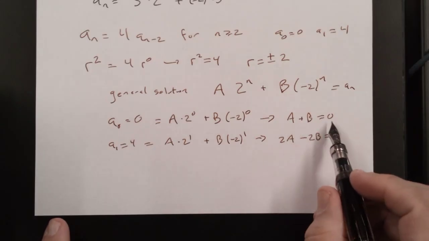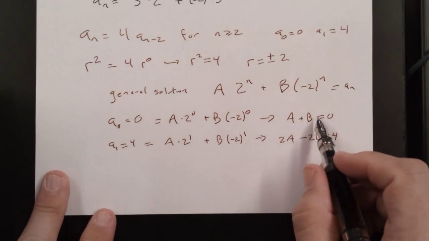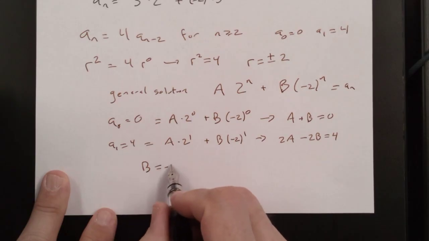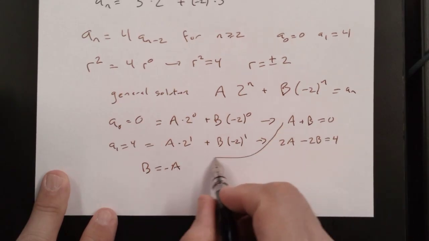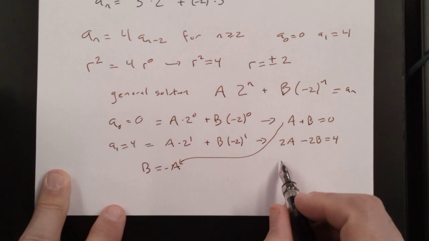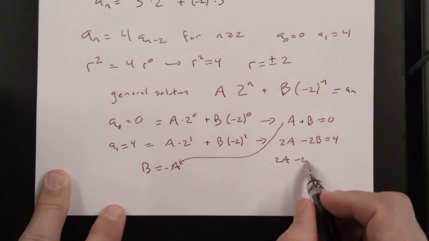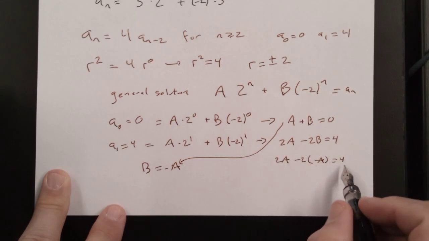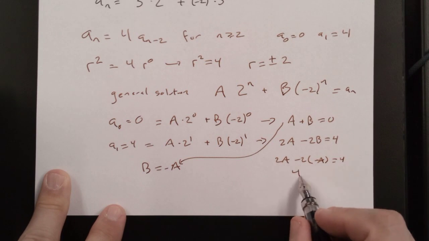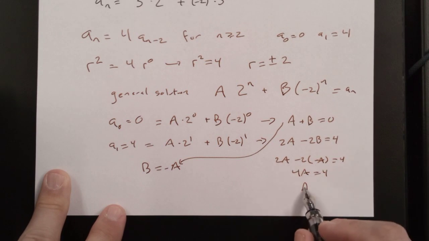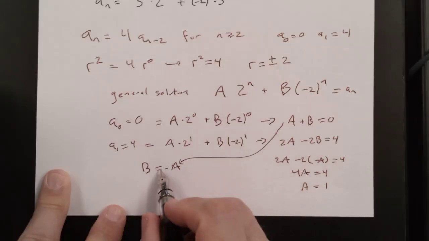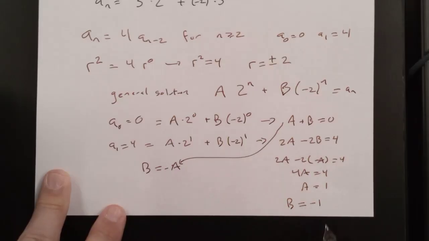But A plus B needs to be equal to 0. If I know A plus B is equal to 0, then I know that B is equal to negative A. And that gives me 2A minus 2 times minus A is equal to 4. Wait a minute, minus 2, that's 4A on this side is equal to 4. So A is equal to 1. Then I go back over here, and that tells me that B is equal to negative 1.